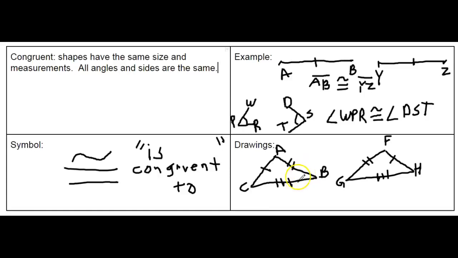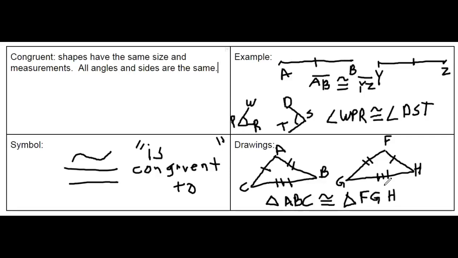So there we would say that triangle ABC is congruent to, now remember, it's got to go in the same order, so this would be triangle FGH. Okay, so that's congruence. We're talking about shapes. Shapes are congruent.